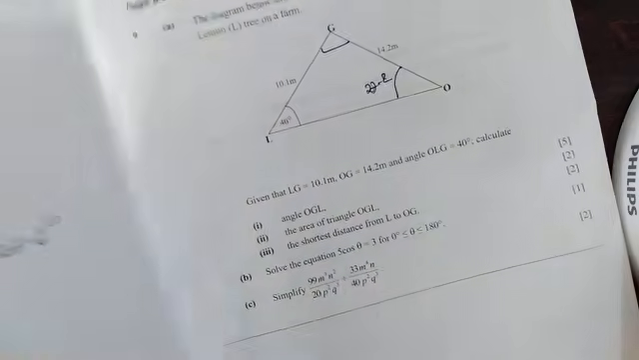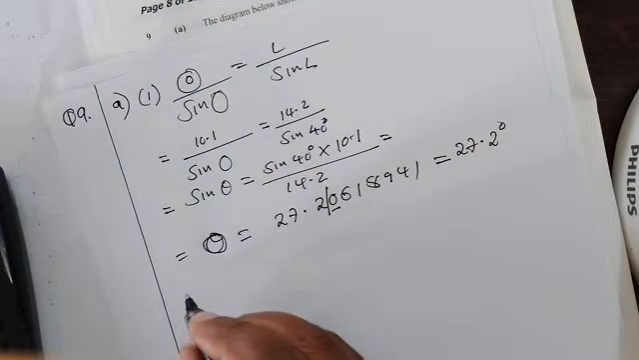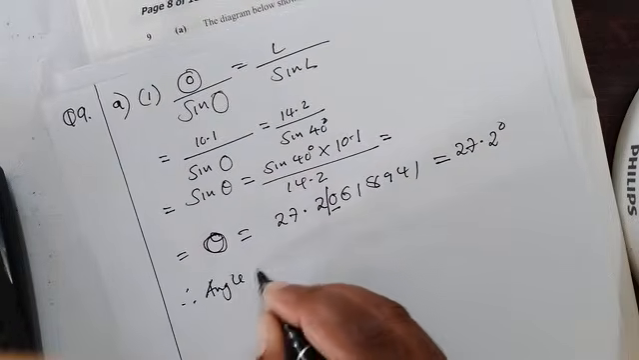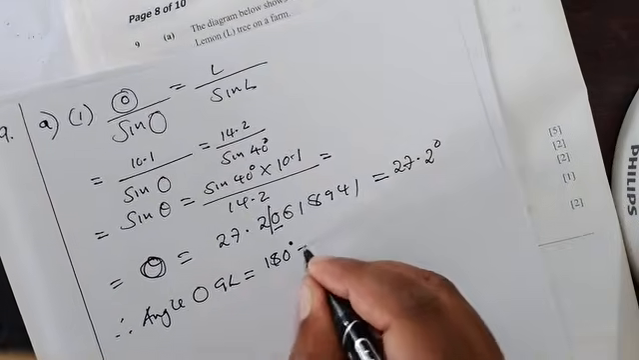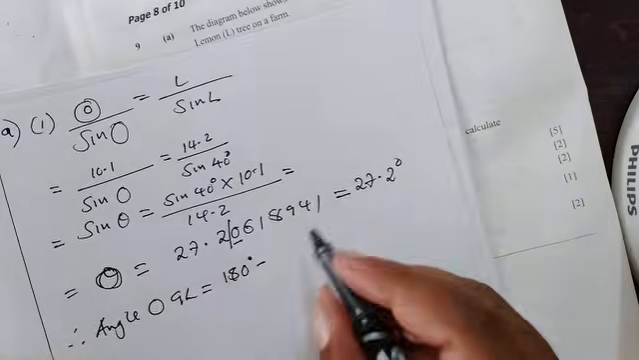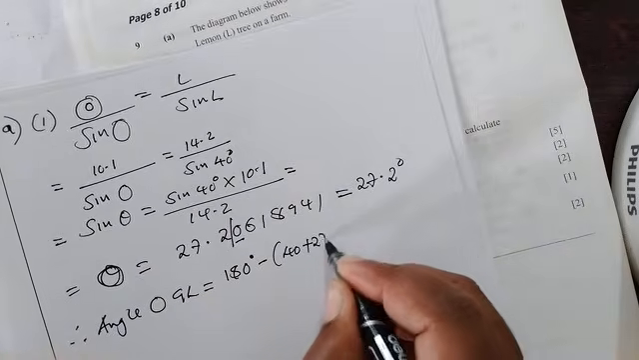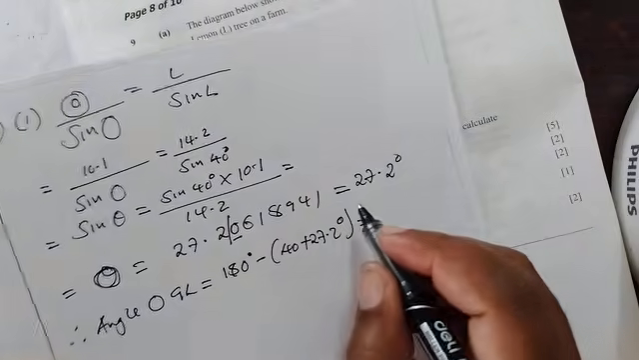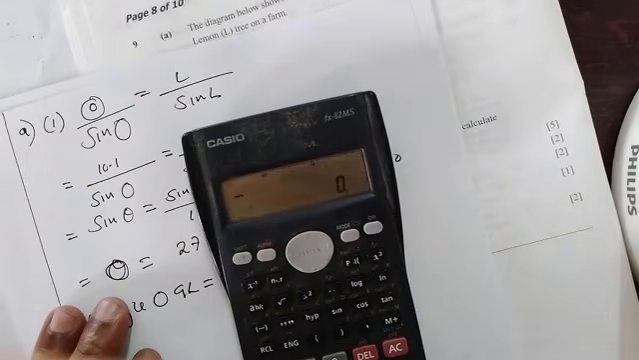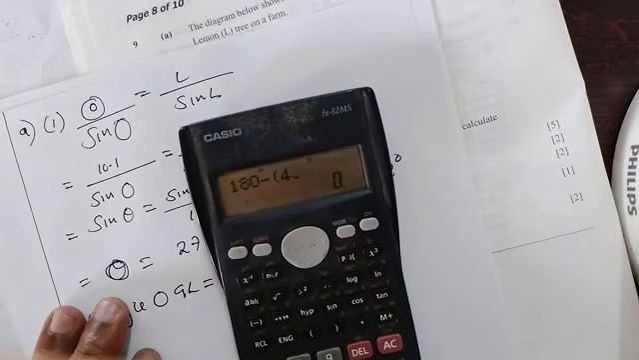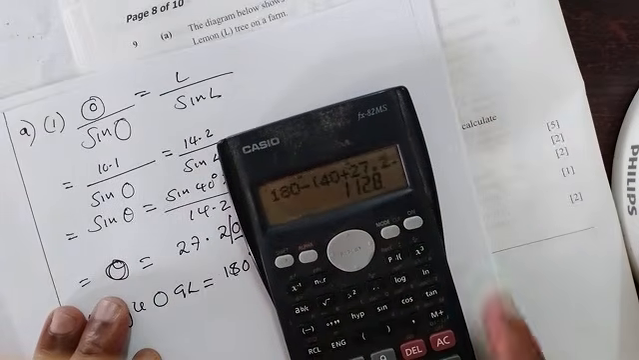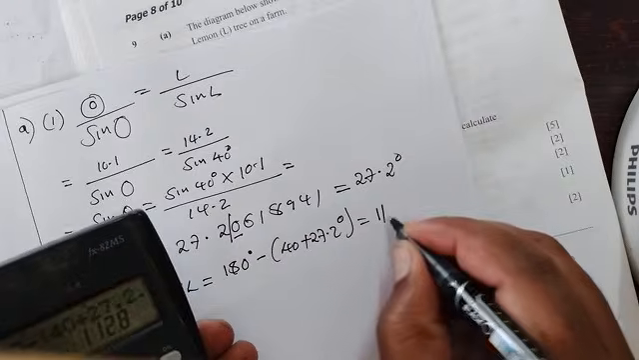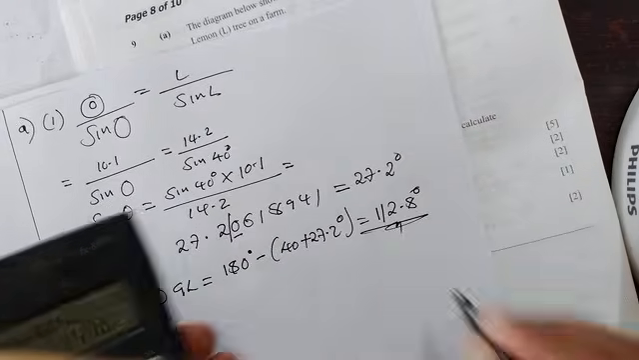How do we get it? We'll say, therefore, angle OGL is equal to, angles in a triangle add up to 180. So say 180 minus the two angles, 40 plus 27.2. Alright, what do we get? Get your calculator. 180 minus 40 plus 27.2. What do we get? This is our answer, 112.80 degrees. Then you get your 5 marks.